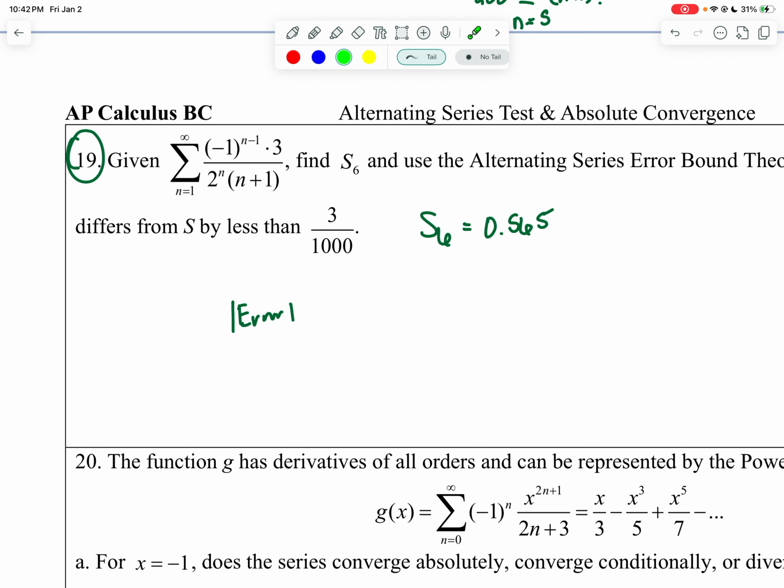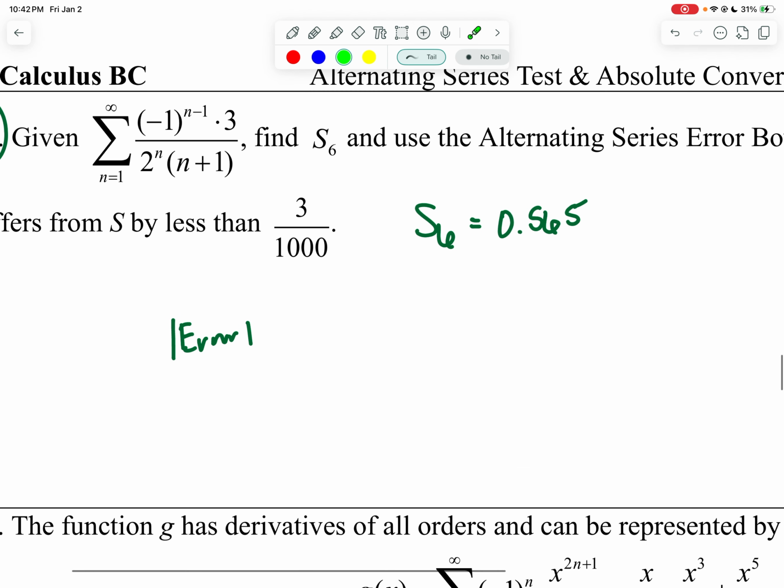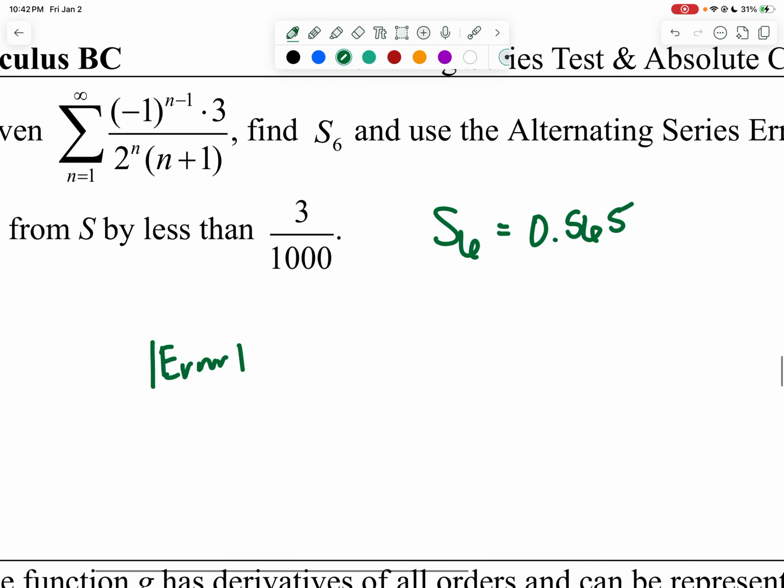Now, this will always be the last FRQ, so this will always be in active reasoning, meaning that you want to make sure that you aren't giving me anything silly and that you know for a fact that it is less than 3 over 1,000. So here's what I mean. Remember how we are using the next neglected term, which is going to be term number 7 in this case. So the error is going to be term number 7, which is going to be 3 over 2 to the 7th, and then times 8.